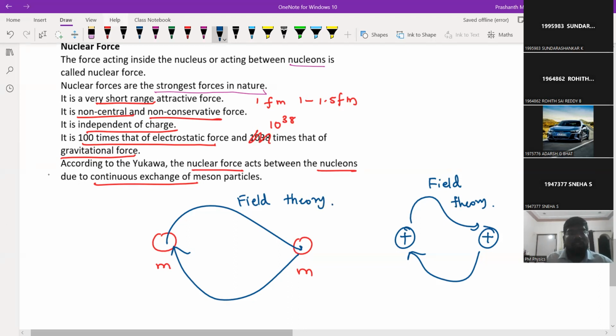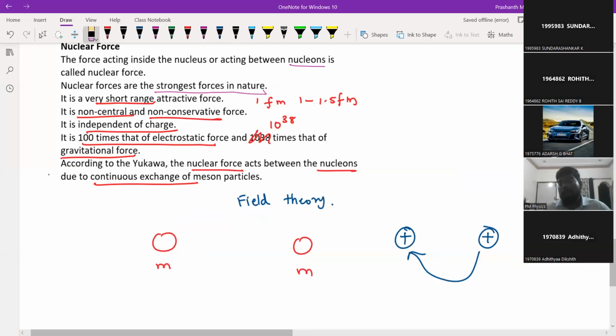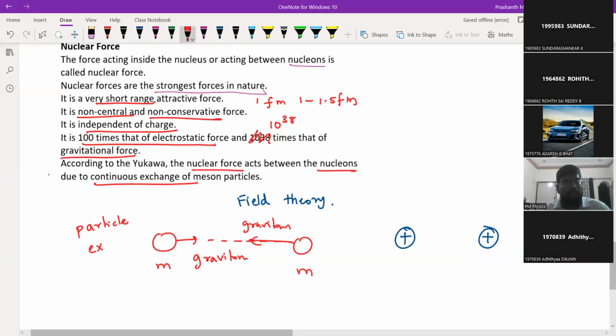But there is also the particle theory. The particle theory is exchange of particles. Here this mass will send some gravitons, and these gravitons will come here. And this particle also will send some gravitons. And the interaction is due to the particle exchange. That is the particle theory. So the interaction force is due to particle exchange. So the gravitational force is due to gravitons, is a theory.